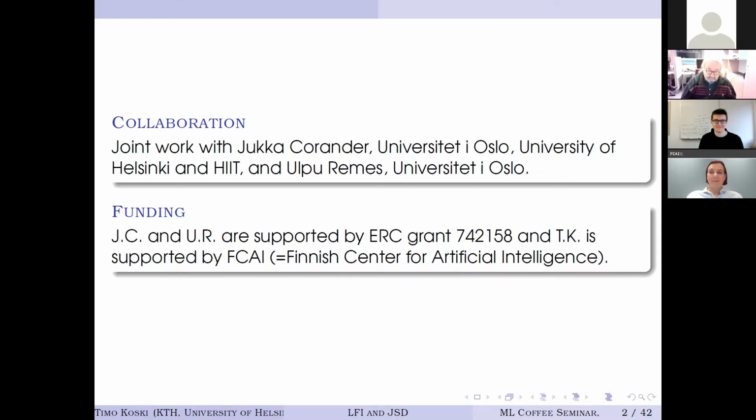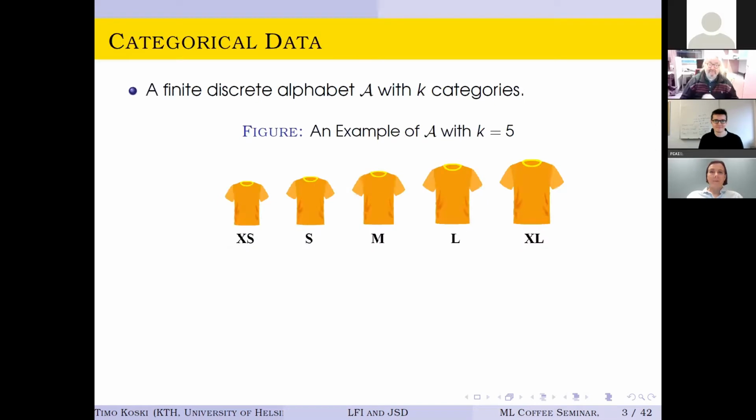Now, let me get into my topic here. I'm restricting myself to categorical data, and I'm going to use this calligraphic A for a discrete alphabet that has K categories. K is known, and here's an example of a categorical alphabet. They are the sizes of T-shirts, and in this case there is also an order. I mean, XS is smaller than S and so on. Order doesn't really matter much to me in this talk. I'm not going to be talking about ordering things.